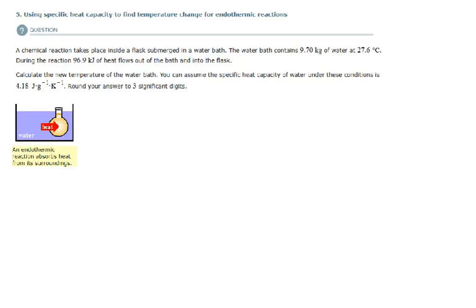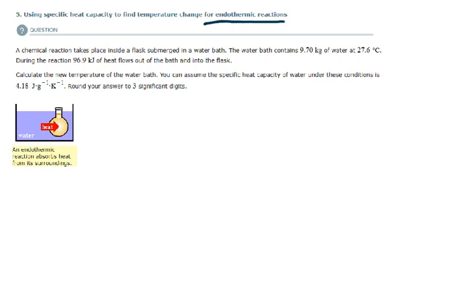Okay, so this is a video for the using specific heat capacity to find temperature change topic. And this particular reaction is identified as an endothermic reaction. So what do we have here? Well, let's look at the problem and figure out what information we're given.